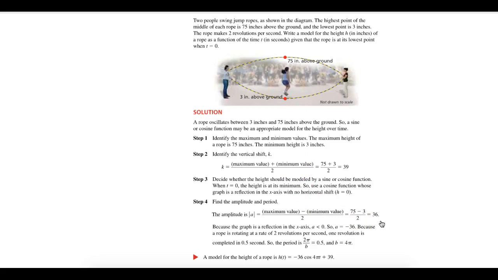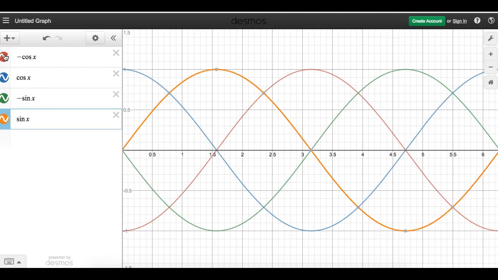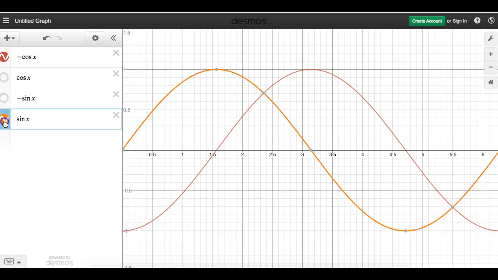Again, with these word problems, it's all about going through, picking out the pieces of information, finding the right function to model this. So the key here is understanding that because our minimum point is when t equals 0, because our period starts at a minimum, we have to look which one of these functions has a minimum point to start out with. And out of all these different options, you see we've got a sine, a cosine, a flipped sine, and a flipped cosine. The only one that starts at its minimum value is our inverse cosine. So that's how we determine which model to use for this.